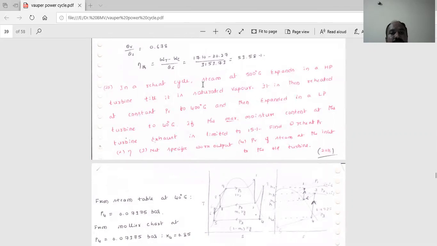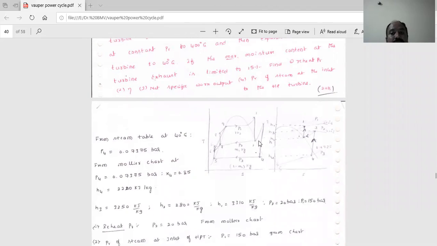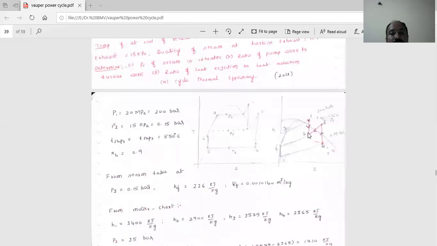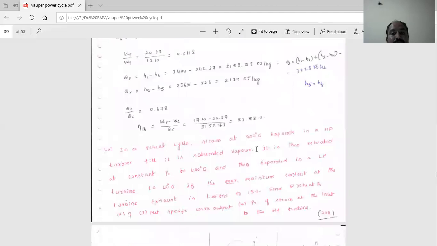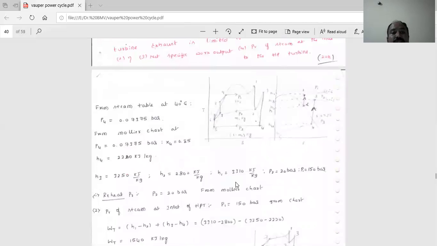In the reheat cycle, the steam at 500 expands in the high pressure turbine till it is saturated vapor. This is very important here. The point 1 to 2 has to exactly meet the saturation curve, not inside the curve. What I told in the last problem, it was inside the curve at point 2. They did not mention saturated vapor there. Here they have mentioned it becomes saturated vapor. The expansion in the turbine is up to saturated vapor, so point 2 exactly meets this curve. Like that only we have to draw point 2 in the TS and HS diagrams. That is very important from the point of view of examination also while solving problems.